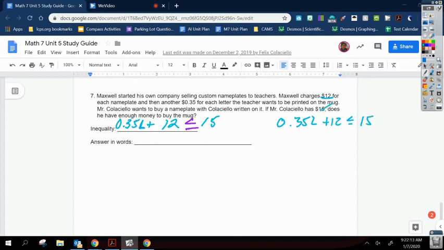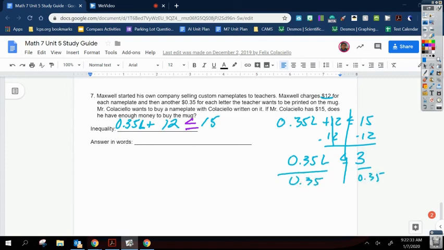So this is going to determine how many letters. That's what L stands for. If it's 35 cents per letter, we can find out the maximum amount of letters that Mr. Colacello can get. Minus 12, minus 12. 0.35 L is less than or equal to 3. 15 minus 12 is 3. Divided by 0.35. This will determine the number of letters. The number of letters he gets has to be less than or equal to, let's see, 3 divided by 0.35 is 8.57.